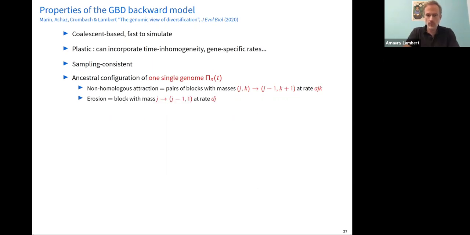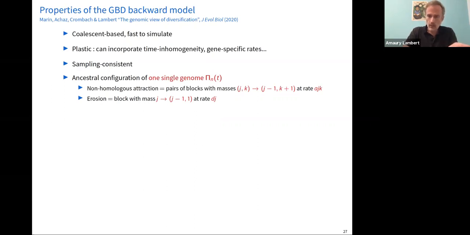And an erosion has the effect of transforming a block with mass J into 2 blocks with mass J minus 1 and 1. Okay, the erosion means a singleton that leaves the block and forms its new block by itself. And this occurs at rate dj.